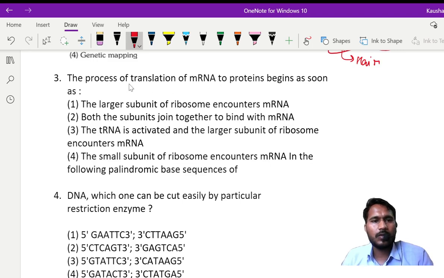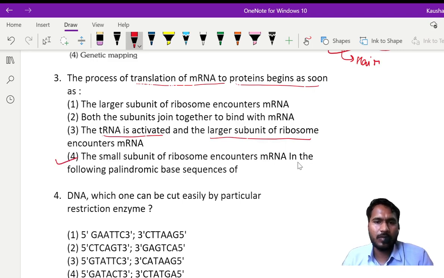The process of translation of mRNA to protein begins as soon as... So when will the translation of mRNA begin? First step, you know, the aminoacylation of a tRNA. The tRNA is activated, and the large subunit of the ribosome encounters... This tRNA is activated, this is correct, but first it is not going to bind with the large subunit. It will bind with the small subunit. So the small subunit of the ribosome encounters mRNA at the following palindromic base.